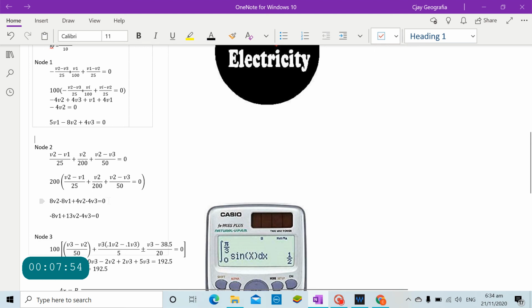So combine like terms: 8V2 plus 4V2, so you can see here, is equal to 11V2.